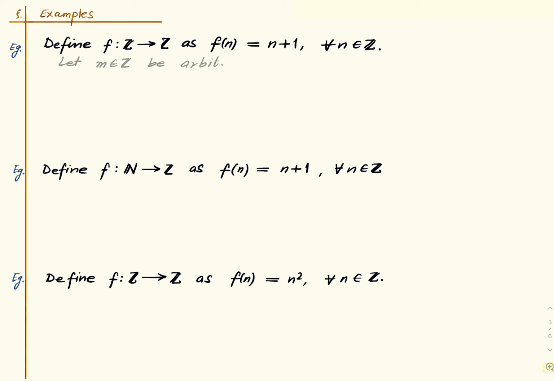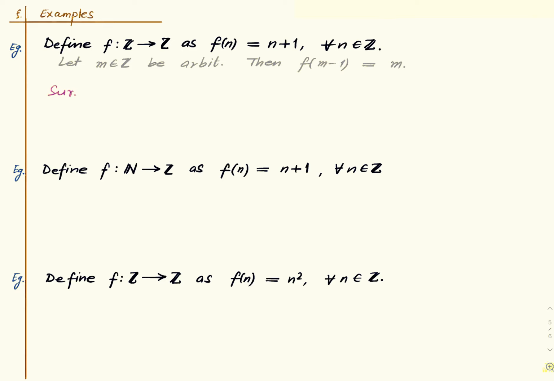then f of m minus 1 equals m, and this is it. That's the proof. So you pick an arbitrary point in the target and you show that there is something in the domain which maps to it, and that's it. That proves surjectivity. All right, so this is surjective.